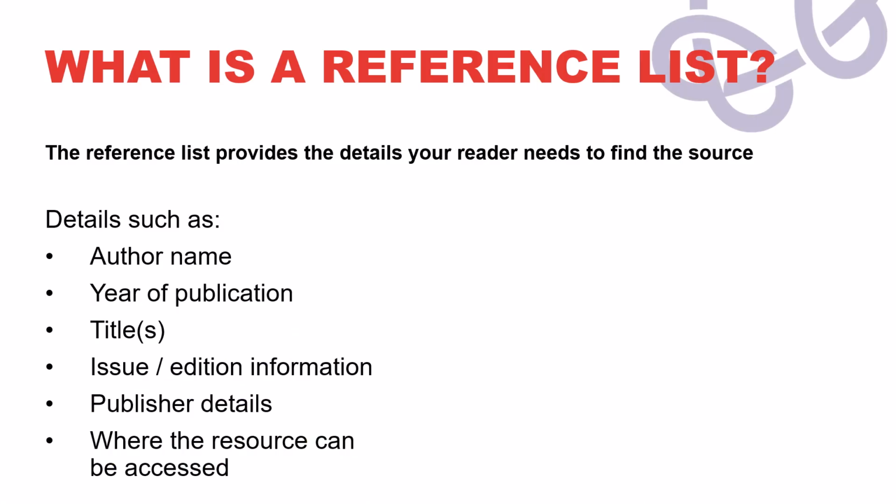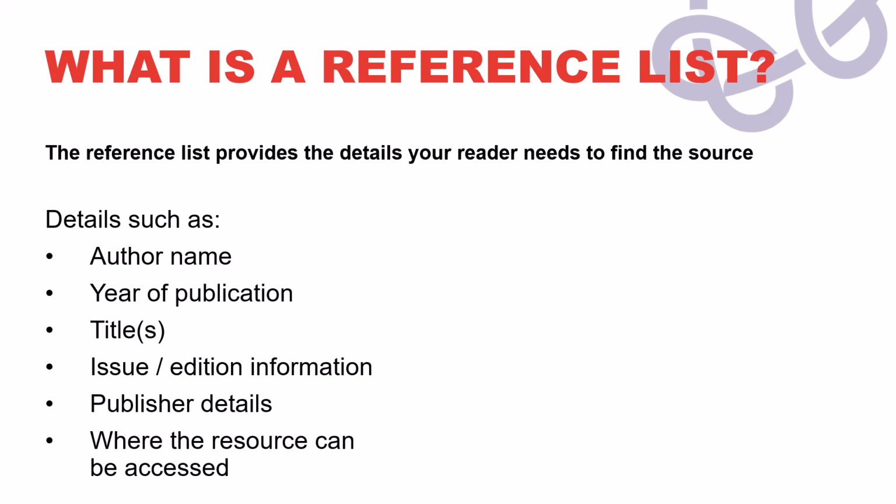First of all, what is the reference list? It provides your reader with the details that they need to be able to find the sources of information that you've referred to in your writing. Your in-text citation will provide them with who wrote it and when, and that information will allow your reader to find the full details in your reference list.